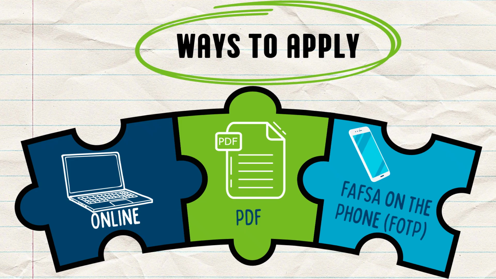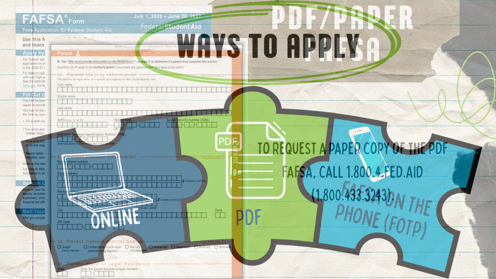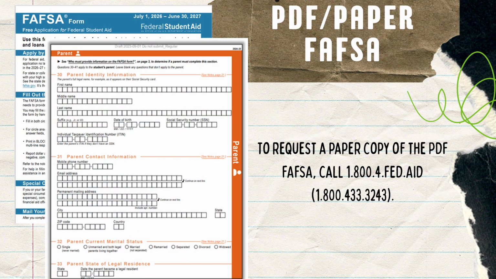There are 3 ways to complete the FAFSA. The dark blue puzzle piece shows applying online. The green puzzle piece with the PDF you can print as a hard copy, and the light blue puzzle piece shows the FAFSA on the phone. Encourage everyone to complete the FAFSA online when possible. As I mentioned previously, there is also the paper PDF, which will be available on the Student Aid website, or you can request it by phone.